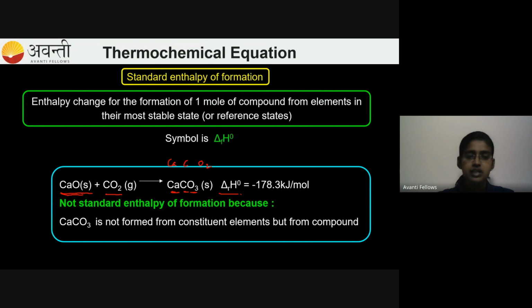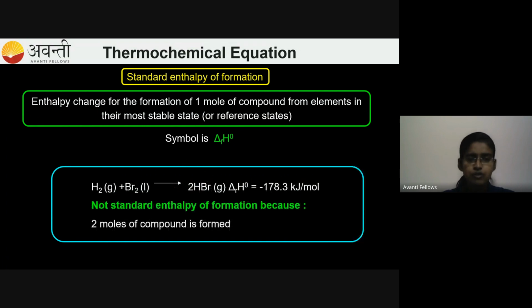Okay. In the same way, here you see hydrogen reacting with bromine giving HBr, and 2 moles of HBr are formed. The definition says that only 1 mole of the compound should be formed from its constituent elements. Here hydrogen and bromine are the constituent elements of HBr, but 2 moles are being formed. So delta HF naught cannot be written.